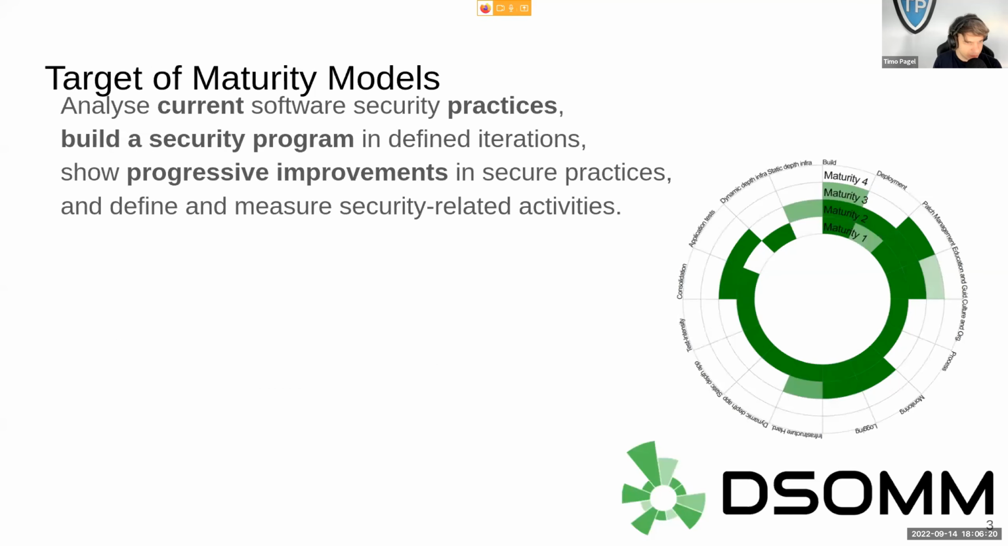The target of maturity models in general, adapted from Brian Glass: analyze current software security practice, build a security program in defined iterations, show progressive improvements in secure practices, and define and measure security related activities. So that is in a nutshell what the maturity model is about. You see here on the right the old application, but we will show you how it looks in a new way, how you can utilize it to assess your team and plan your next activities.